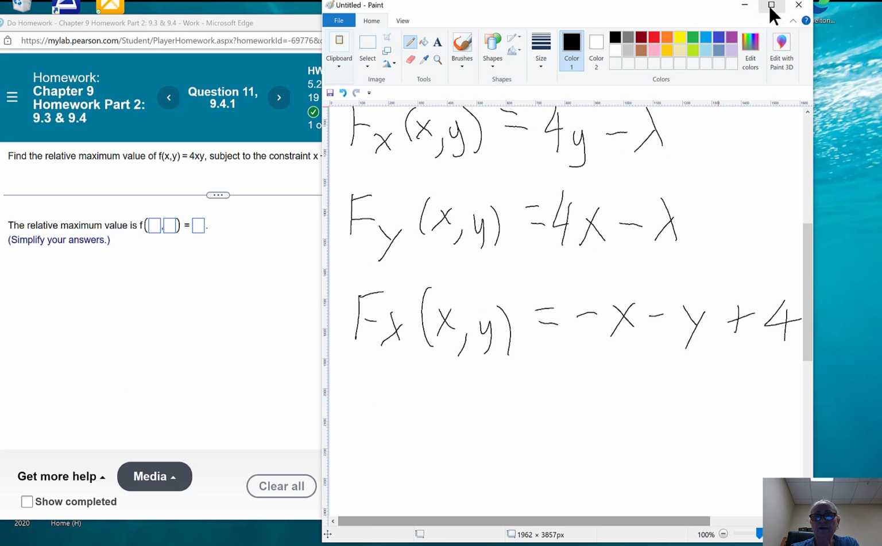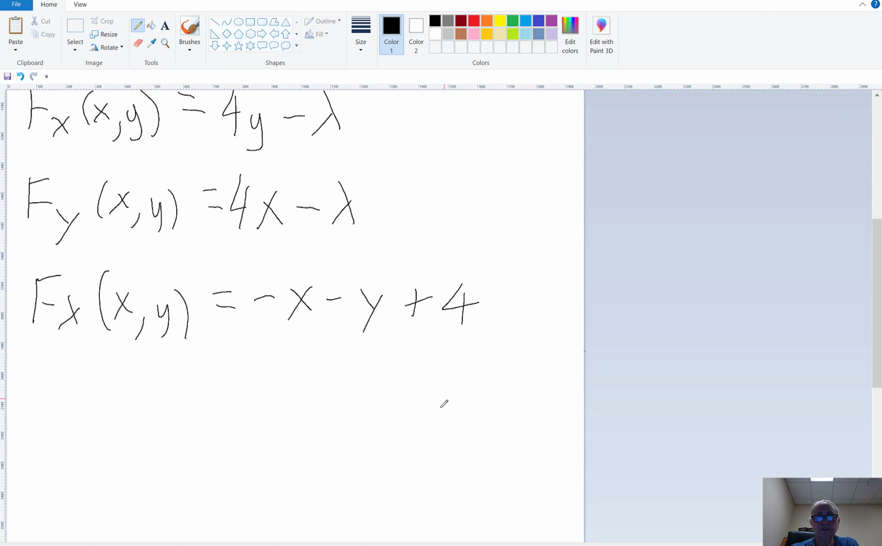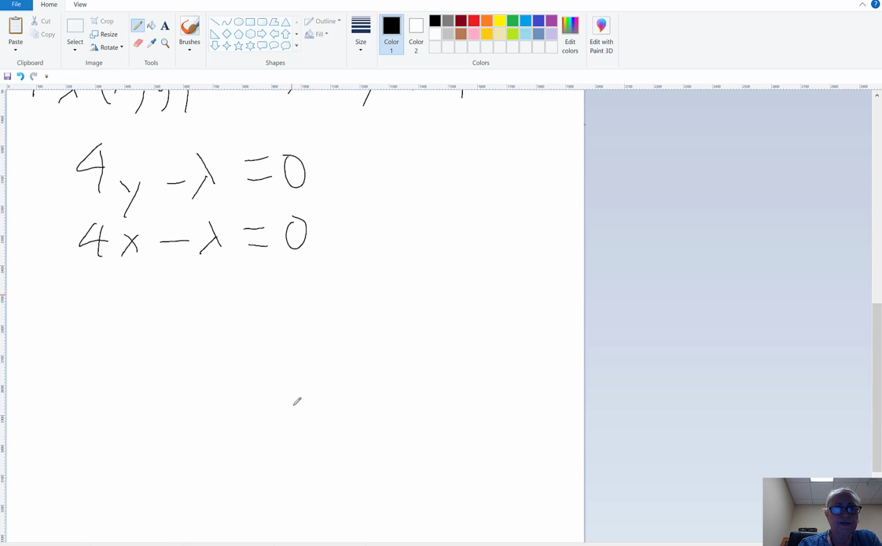Okay, so now we've got to solve these equations like there are 3 equations, 3 unknowns. So we set them equal to 0. 4y minus lambda equals 0. 4x minus lambda equals 0. And minus x minus y plus 4 equals 0.